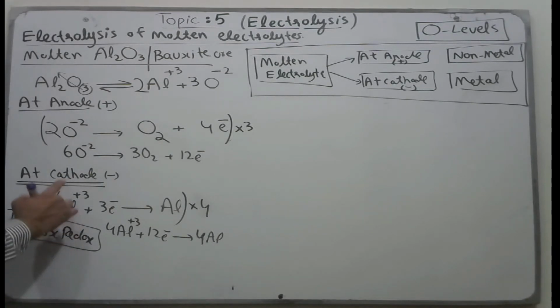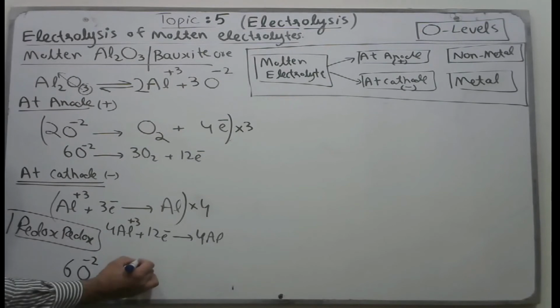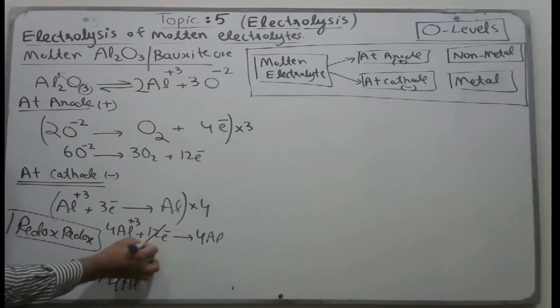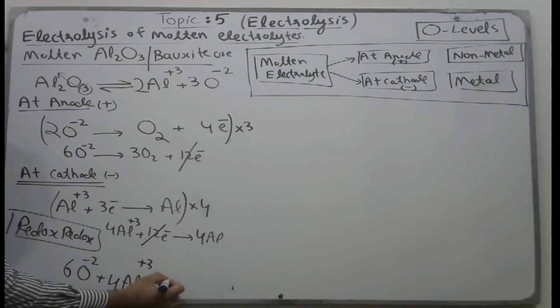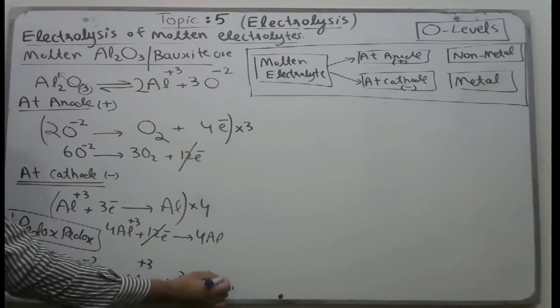Okay, add them. So you get 6 oxide ions on the left side and 4 aluminum ions on the left side again. 12 electrons are cancelled. On the right side you get 3 oxygen and 4 aluminum.